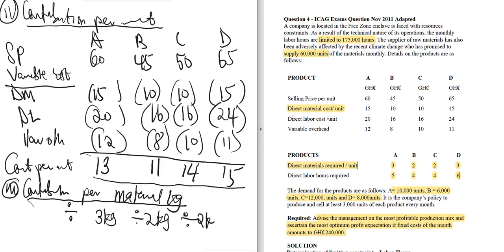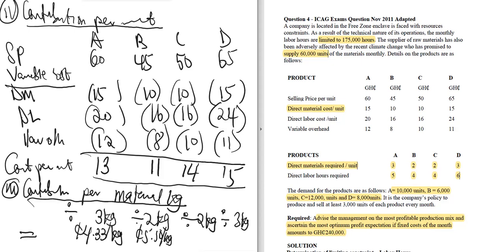2 kg as well. And divide this by 3 kg. Okay. So that means our contribution per limiting factor for product A is 13 divided by 3. 13 divided by 3 gives us 4 cedis 33 pesewas per kg. When we divide 11 by 2, we end up with 5 cedis 50 pesewas per kg.